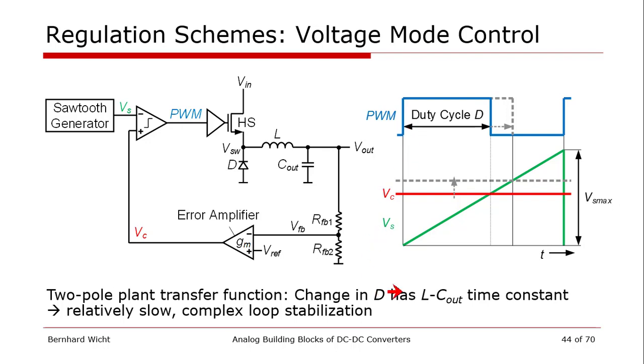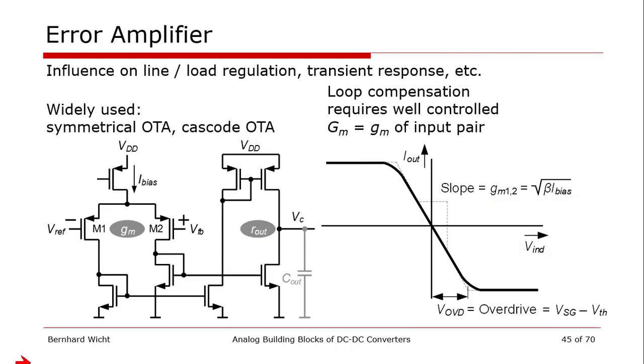Of course, we have some LC time constant, which makes it slow, but in the end it works. So this is the most common principle known as voltage mode control, or the easiest concept for DC-DC conversion. Now let's look at some circuit blocks.